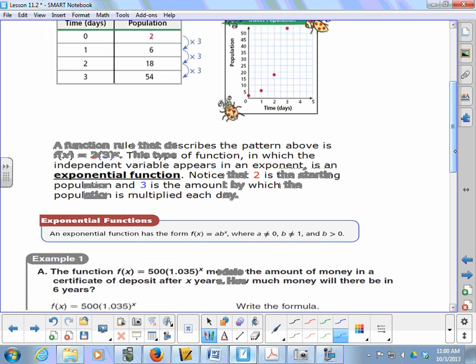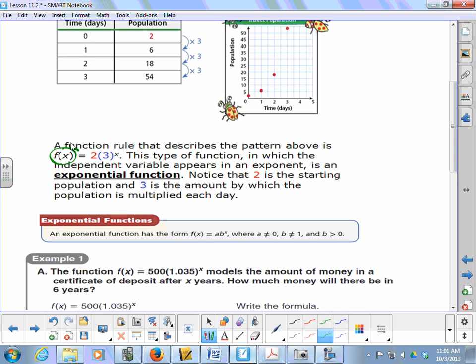So it says the function rule that describes the pattern above is f of x equals 2 times 3 raised to the power of x. Yesterday when we were using that subscript notation, we were actually writing function rules, we just weren't saying that they were. When I say something is a function, that means I'm using f of x, or f of t, or a of t, or something like that. We're not just saying y equals. So the function here would be f of x equals 2 times 3 raised to the power of x. And in this type of function, the variable is our exponent.